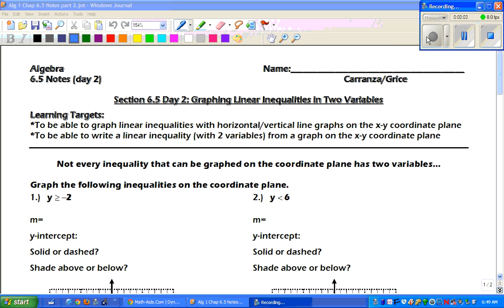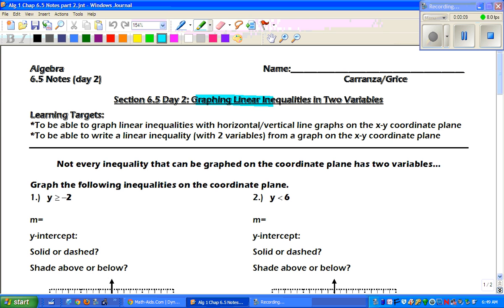Guys, this is Mr. Grice for Algebra 1, Chapter 6.5 Notes, Part 2. Today we're going to be talking about graphing linear inequalities in two variables.